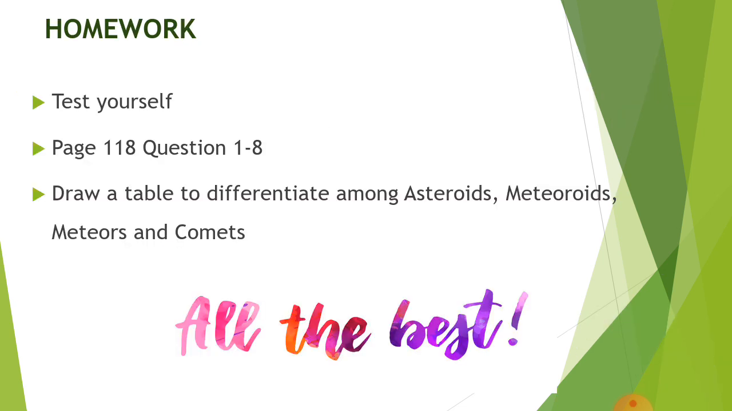Now it's your homework time. You have to do Test Yourself, page 118, short questions, question number 1 to 8 given in your textbook. And here is one more question: you have to draw a table to differentiate among asteroids, meteoroids, meteors and comets. Today's lesson will help you in your answers.